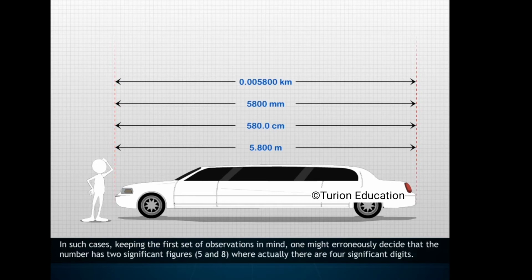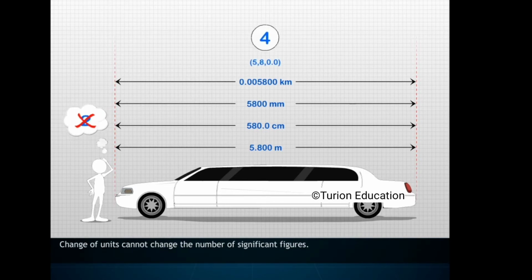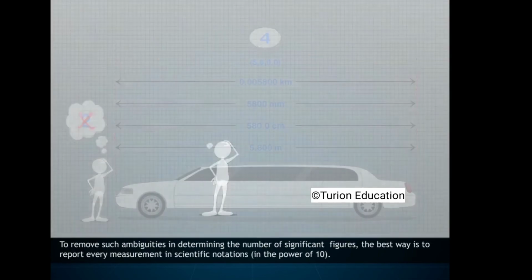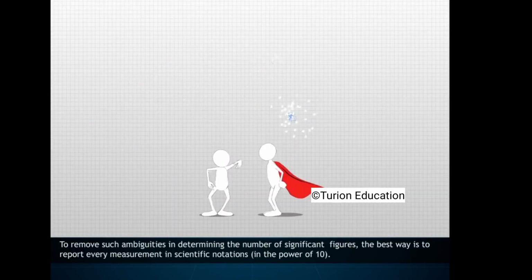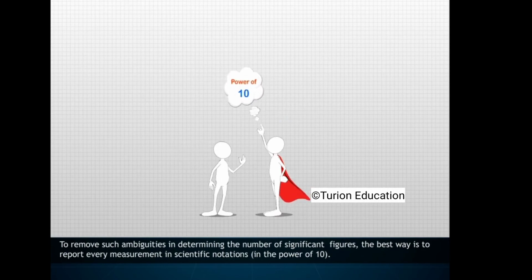In such cases, keeping the first set of observations in mind, one might erroneously decide that the number has two significant figures, 5 and 8, where actually there are 4 significant digits. Change of units cannot change the number of significant figures. To remove such ambiguities in determining the number of significant figures, the best way is to report every measurement in scientific notation in the power of 10.